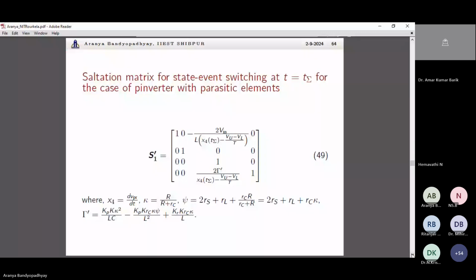And this is the Filippov matrix for the case of the inverter with parasitic elements. We can see in the numerator in this case there are some added complexities, of course, but the state space variable remains similar. There is the X4.